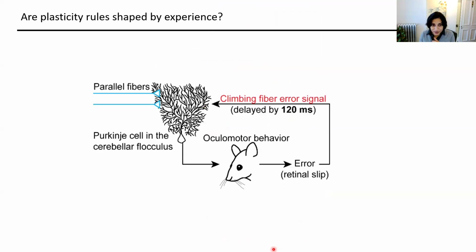So what we did was rather crude. In this circuit, the error signal, the error for the behavior, is retinal slip, and that is signaled back by our climbing fibers. We did this hammer-on-the-head approach where we dark reared the mice. And that would prevent any visual input throughout development. And we wondered whether that timing rule would still be in play. And this is now data from Sriram.